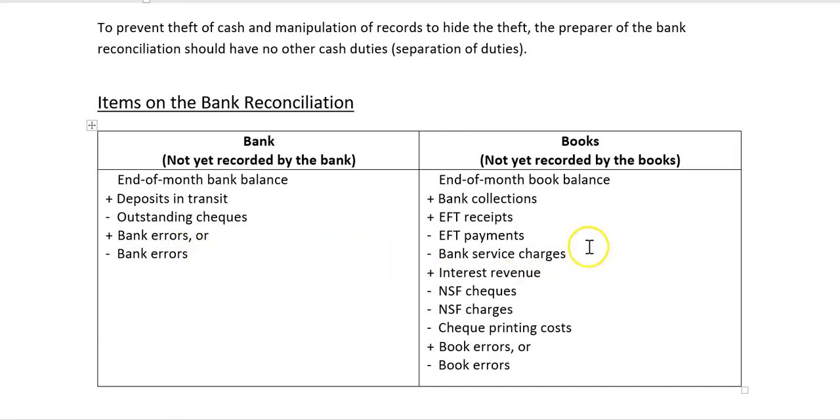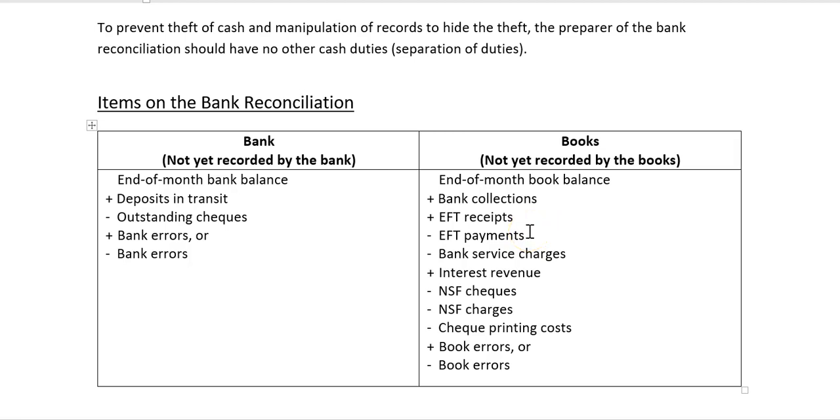Over on the right side, we have the book side. Once again, we start with the book balance, just like the bank side. We add on bank collections. So sometimes a customer, for example, might go down to the bank and just deposit cash or a check for us without telling us. So that will be a bank collection.